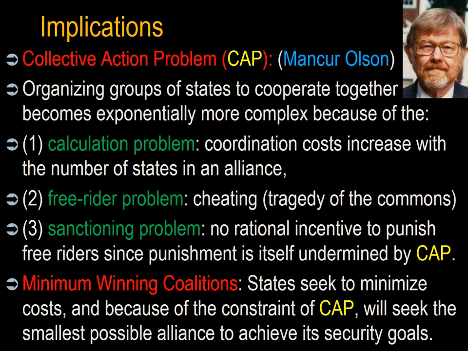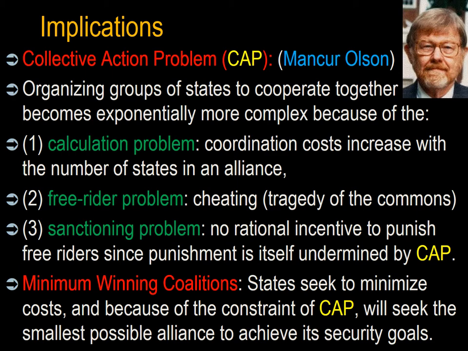Number three, the sanctioning problem. If one of the countries cheats, to punish that country takes resources. It's not rational for a given country to go and punish that free rider, because punishment itself requires coordinated action by the members of the alliance. So it's another collective action problem.